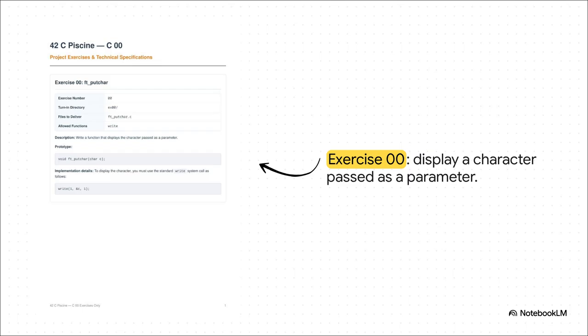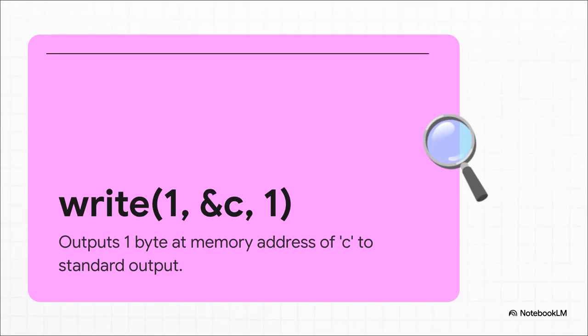Now, the super explicit rule here is that you absolutely must use write. You can't just use printf or any other standard library function you might be used to. No, you have to build this from scratch using the standard write system call. The absolutely crucial point here is understanding these parameters, because you're going to rely on this exact write function to display output in literally every single subsequent exercise.